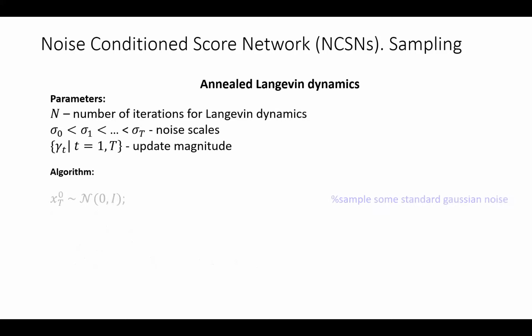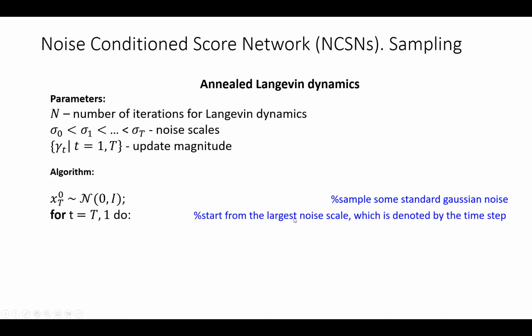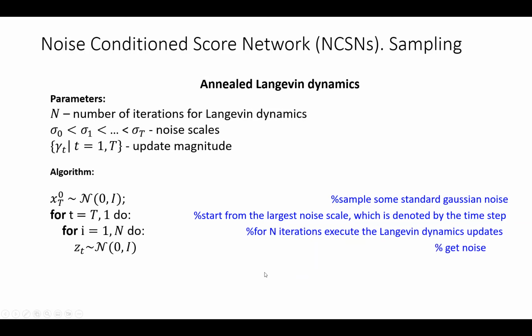Then again, going into detail, we sample some standard Gaussian noise, which is shown here. We start from the largest noise scale, which is denoted by the time step here. Then we do this loop for n iterations in the Langevin dynamics updates.